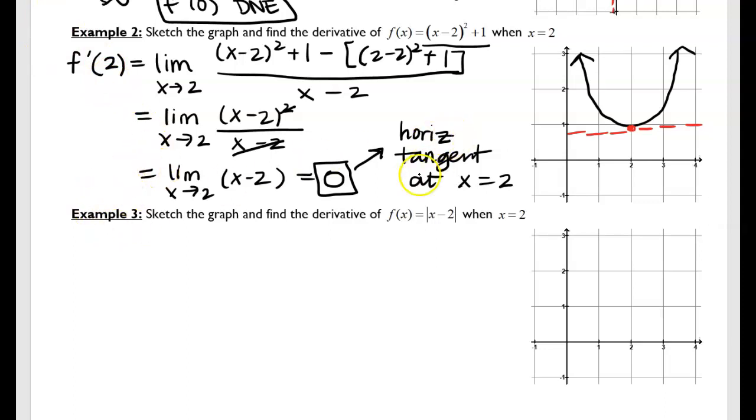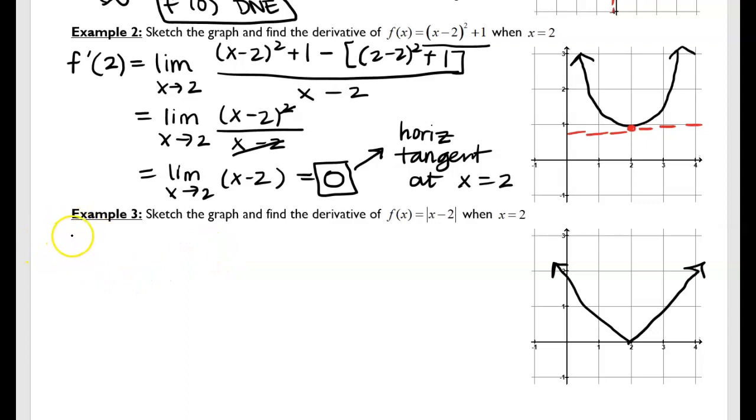So a horizontal tangent is synonymous with your derivative being equal to 0. Now let's think about the graph of the absolute value of x minus 2 when x equals 2. That's going to have our normal V shape for an absolute value function, but it's shifted right 2. So it looks like this. See if you can estimate from the graph what the derivative is at 2.